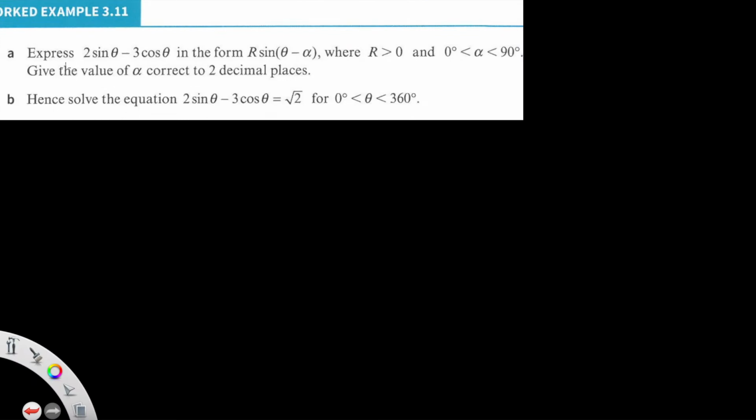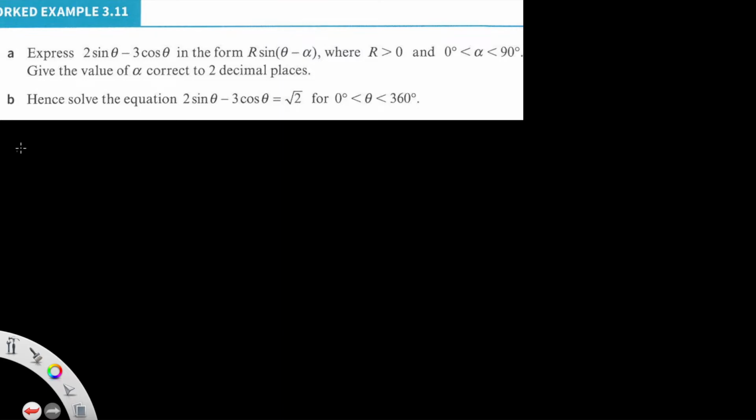First example for this part: express 2 sine of theta minus 3 cosine of theta in the form of r sine of theta minus alpha, where r is greater than 0 and alpha lies between 0 degrees and 90 degrees. Give the value of alpha correct to two decimal places. And part B, hence is a command word. Note that when you see hence, part A's answer must be used in the second part. Solve the equation 2 sine of theta minus 3 cosine of theta is equal to root 2. Theta is between 0 degrees and 360 degrees.